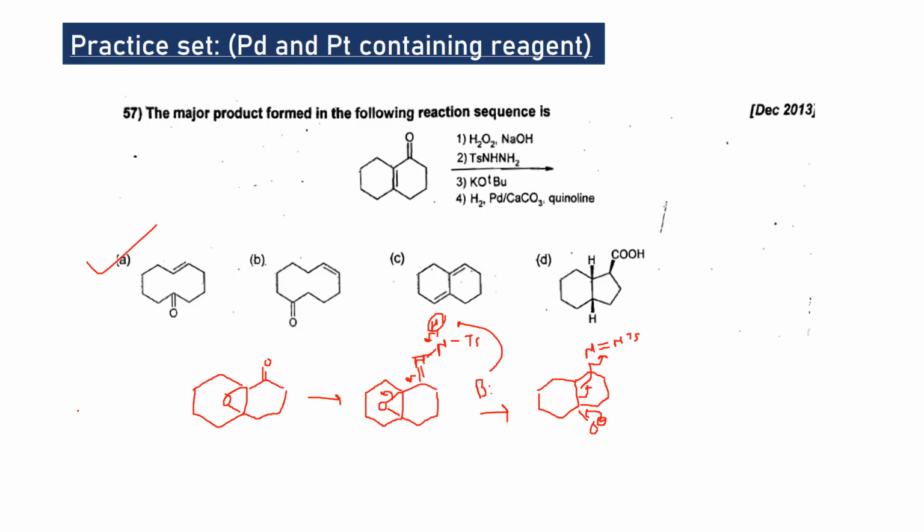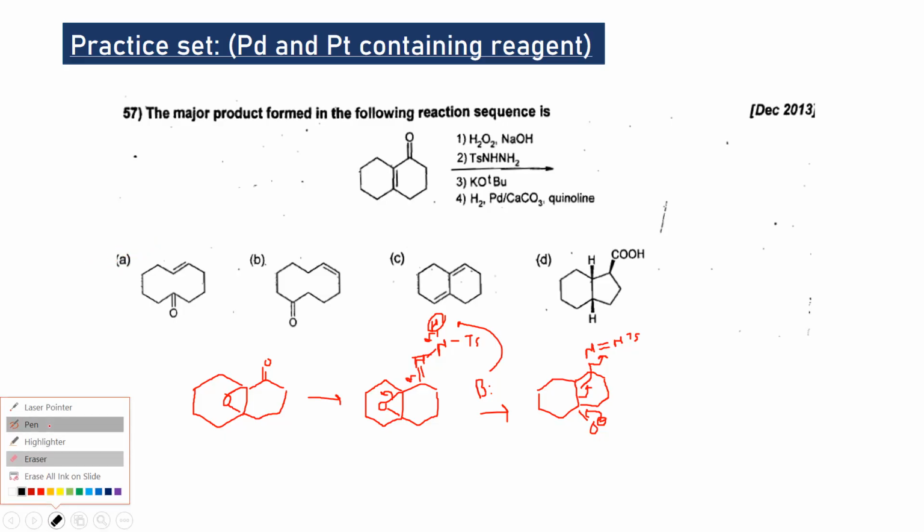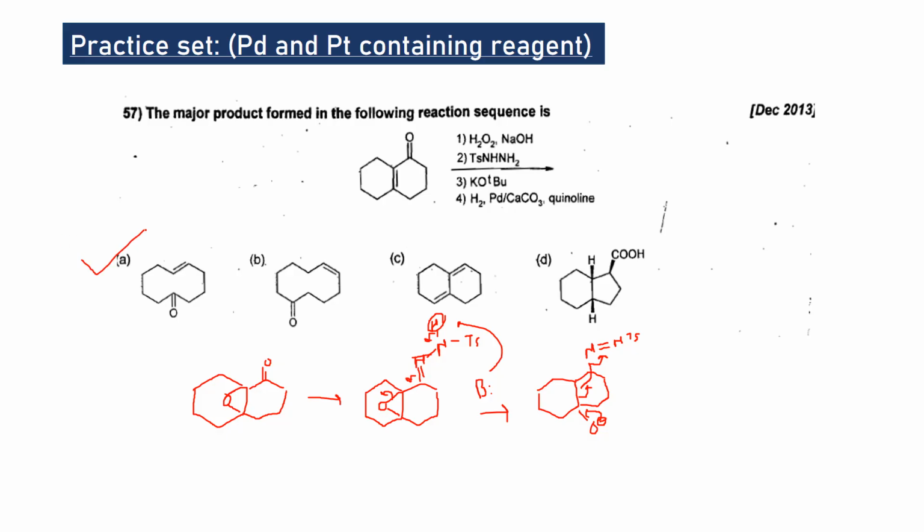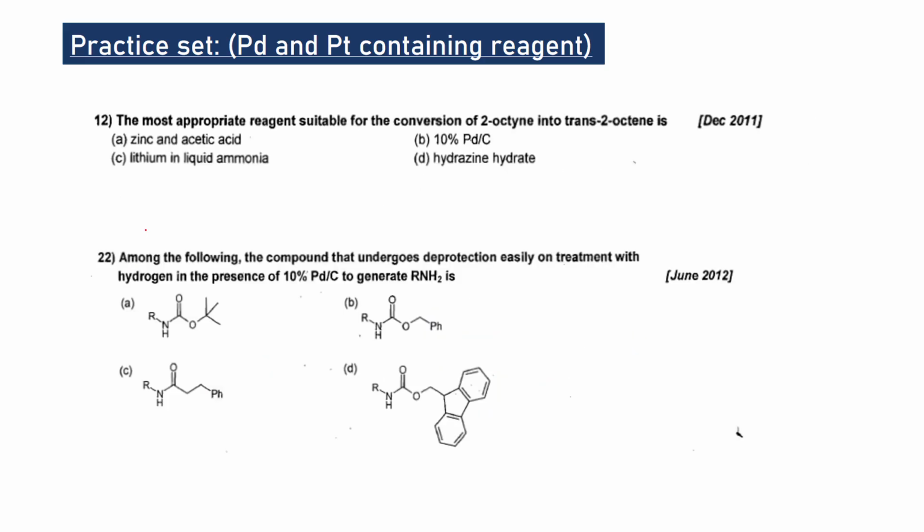Sorry, I just missed. The correct option will be, so the carbonyl and between gap is carbonyl 1, 2, 3. So the correct option will be option A. Let's go to the next question.